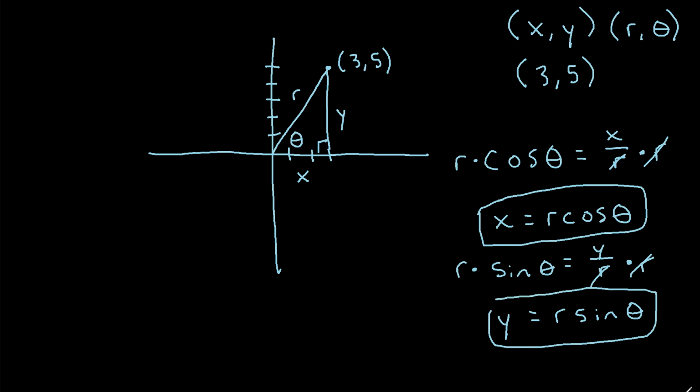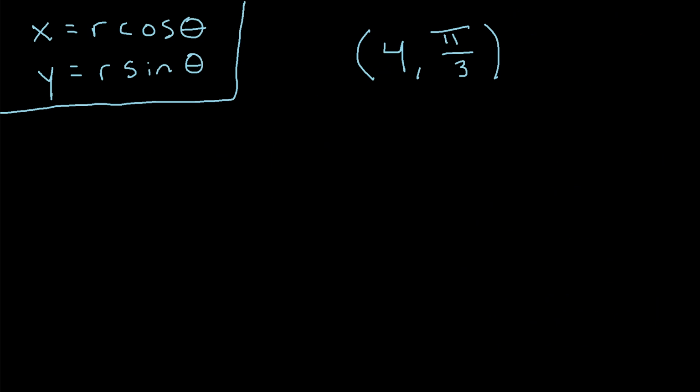So let's work through a few examples and see how we can use these equations to actually convert polar coordinates to rectangular coordinates. Okay, let's say we're given the polar coordinates (4, pi over 3). The 4 is the r, or the radius. The pi over 3 is the theta, or the angle. How can we convert these coordinates into xy coordinates, or rectangular coordinates?